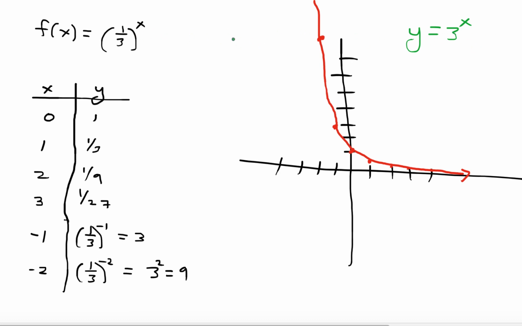Now notice another way to write this. We can write this as 3 to the negative x power. So this is the graph of 3 to the negative x power. This is the graph of 3 to the x reflected across the y-axis.